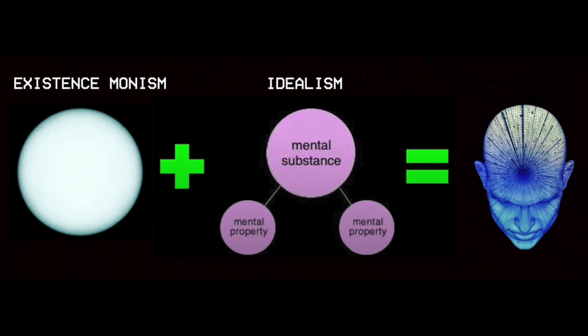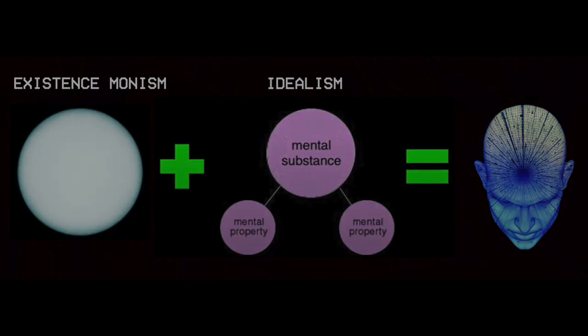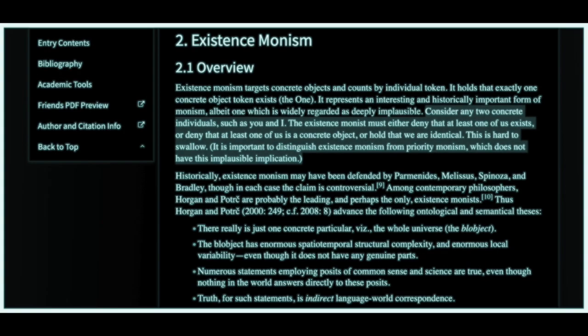While this does dissolve the problem at hand, it seems the cost outweighs the benefit. Consider any two concrete individuals, such as you and I. The existence monist must either deny that at least one of us exists, or deny that at least one of us is a concrete subject, or hold that we are identical. Since this implication is hard to rationally accept, existence monism is implausible, so it seems that dissolving the decombination problem this way is not worth it.